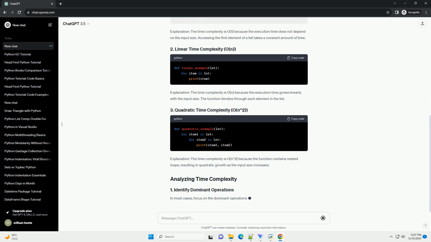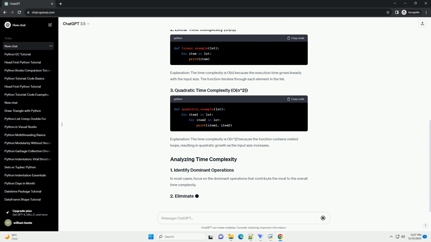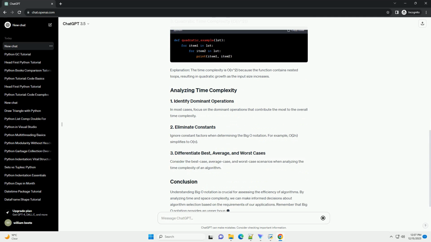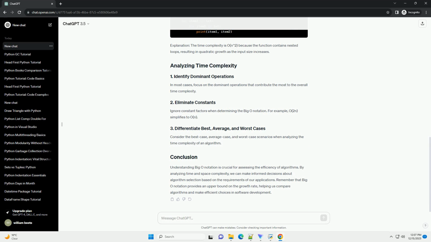Big O notation expresses the upper bound of an algorithm's time or space complexity in terms of the input size. It describes the worst-case scenario, providing a high-level understanding of how the algorithm behaves as the input size becomes arbitrarily large. The notation is written as O(f(n)), where f(n) represents the growth rate of the algorithm concerning the input size, n.